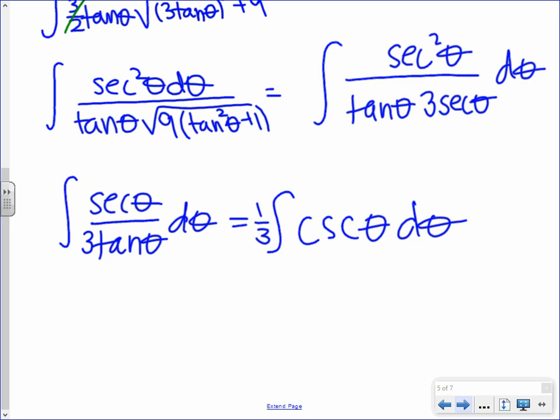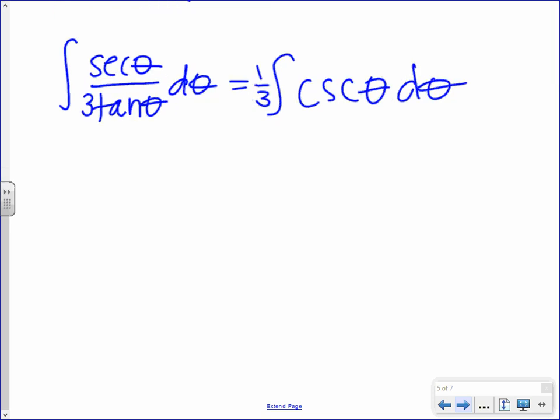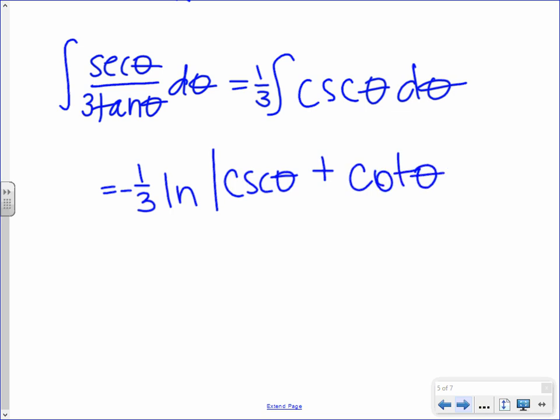Okay, now cosecant theta. That's not an antiderivative that I expect you to have memorized, but that is one that we can look up in our book. Cosecant is probably not going to appear in an integral on a quiz or test, but it could be in your homework. The antiderivative is negative natural log of cosecant plus cotangent inside. Okay, there's our antiderivative.